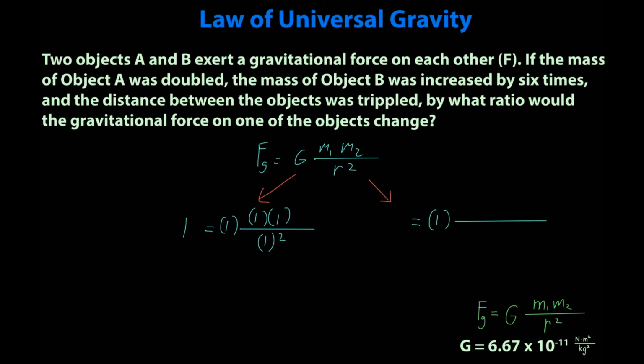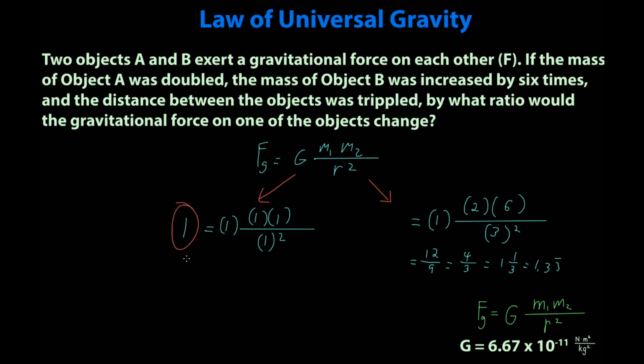The first mass is doubled. So this first mass is going to be a 2 now. It's twice my original value of 1. The other mass is increased by 6 times, so it is 6 times larger than 1. The distance between the objects is tripled, so the radius is 3 times, and this value is squared. I do this, I get 12 over 9, or 4 over 3, which could also be written as 1 1/3, or 1.33 repeating. So here's how this works.